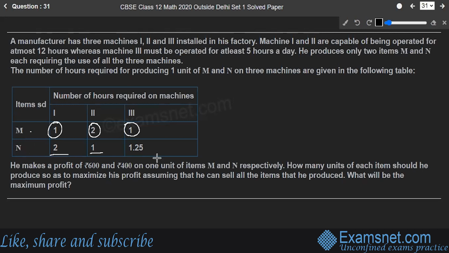Similarly, this is the time for 1 to 3 machine for the item N. Now it says he makes a profit of 600 and 400 on 1 unit of M and N respectively. How many units of each item should he produce so as to maximize his profit, assuming that he can sell all the items that he produced? What will be the maximum profit?